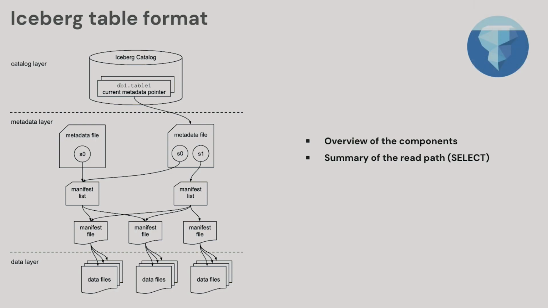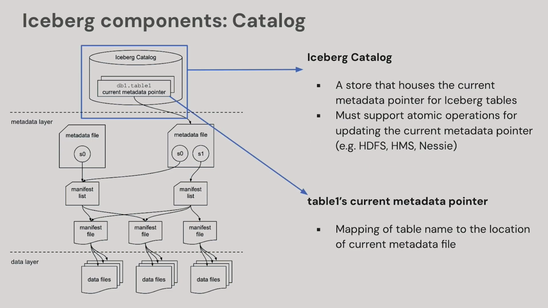The first is the catalog layer, which is a super important component, and Iceberg needs this component if you're trying to deal with things like atomicity and consistency guarantees. The second is the metadata layer, which has things like the metadata file, the manifest list, and the manifest file. I'm going to talk a bit about what they are as well. And finally, the data layer. This is where the actual data is stored. These are our Parquet files, our ORC files, and this is how the overall architecture looks.